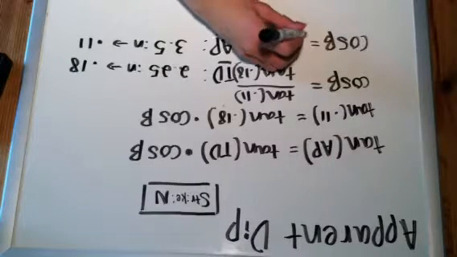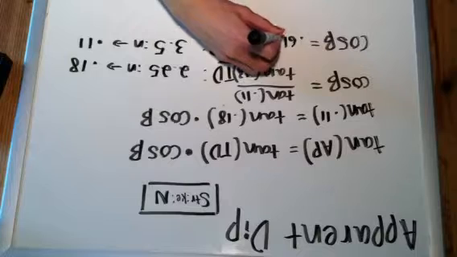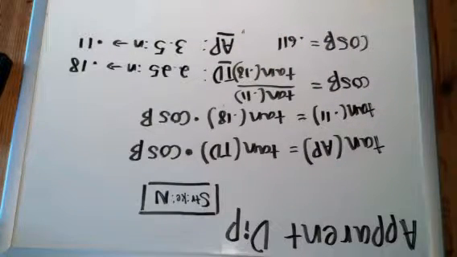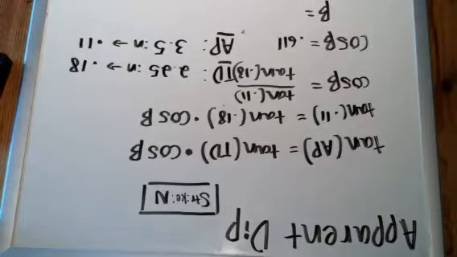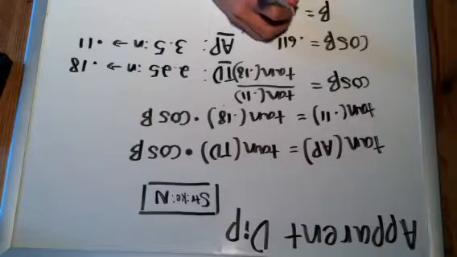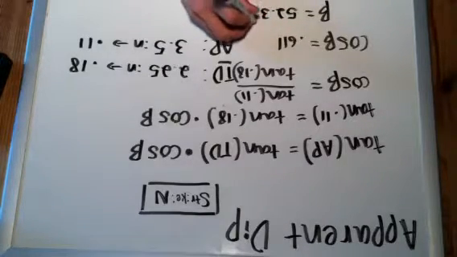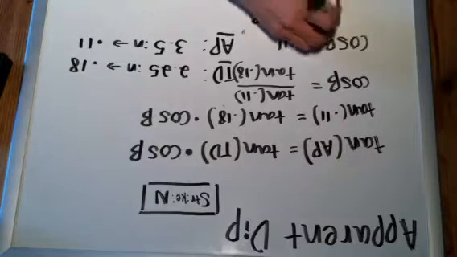The cosine of beta is equal to 0.611. So if we want to find the actual angle beta, then we get that beta is equal to 52.3 degrees.